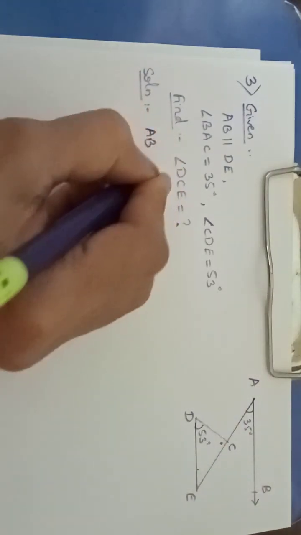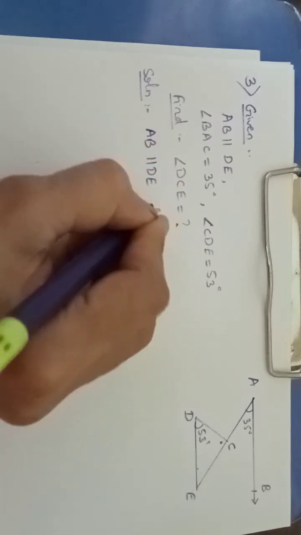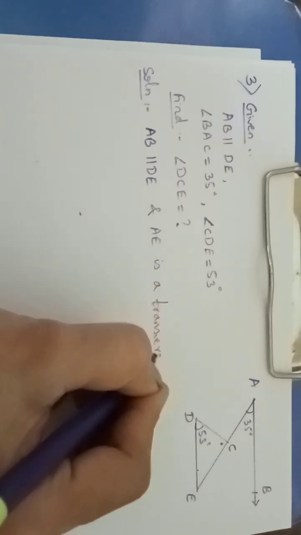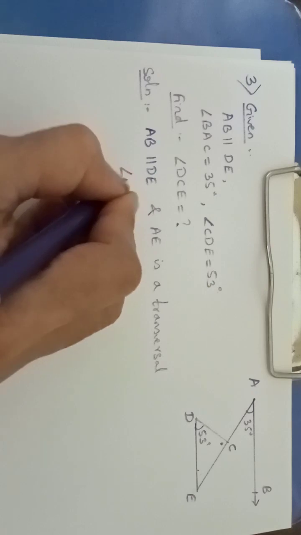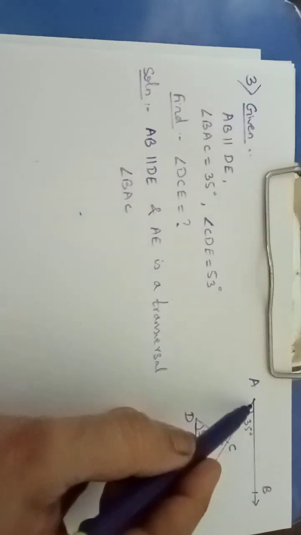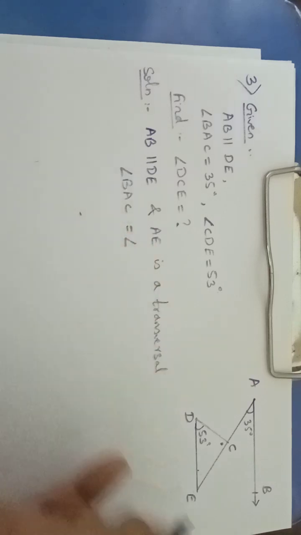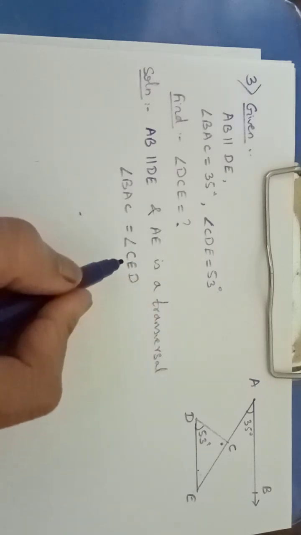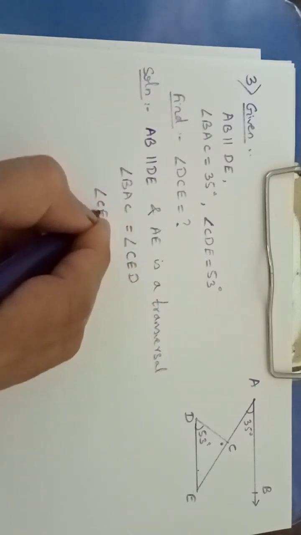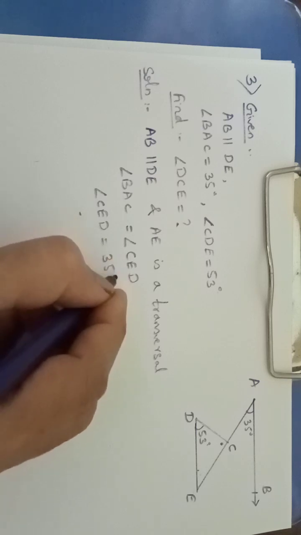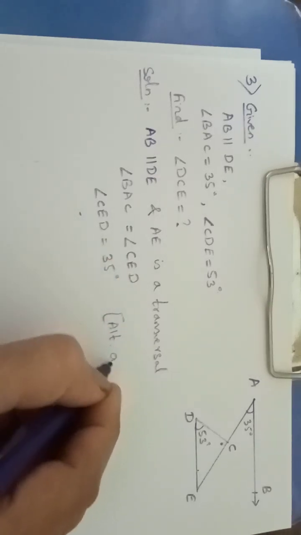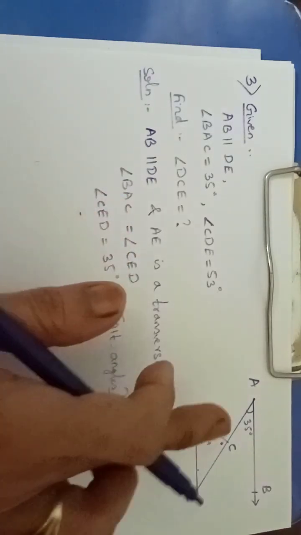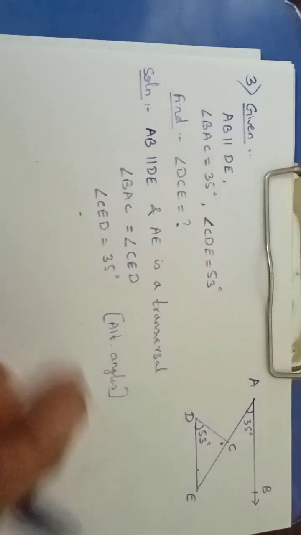Therefore you will write the reason: AB is parallel to DE and AE is a transversal. So for that reason angle BAC will be equal to angle CED, this one. So from here we can directly write angle CED will be equal to 35 degrees. Reason is alternate angles. These are alternate angles. So measurement of angle CED will be directly 35 degrees.